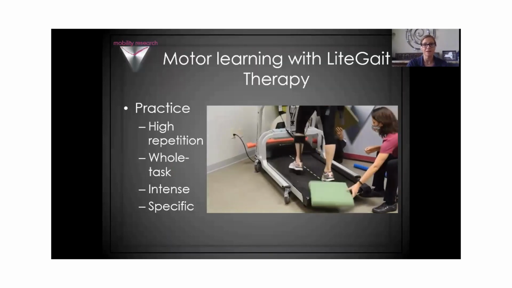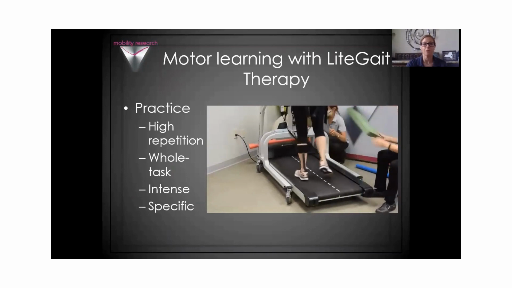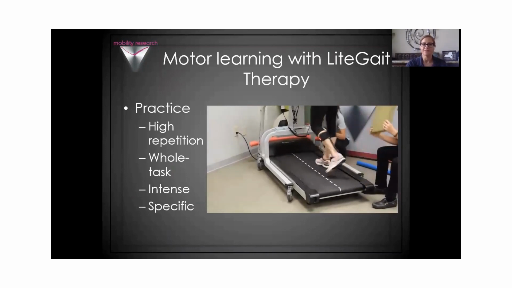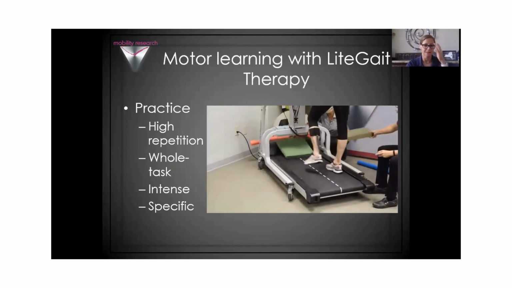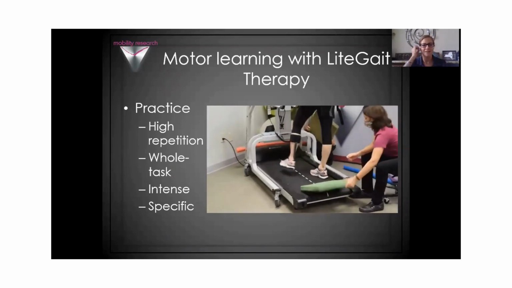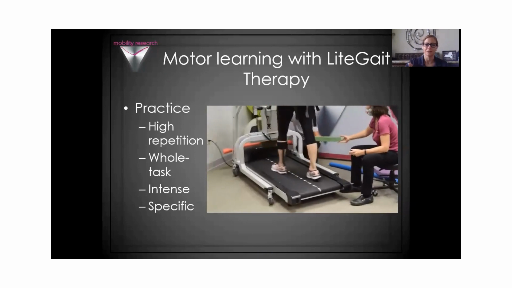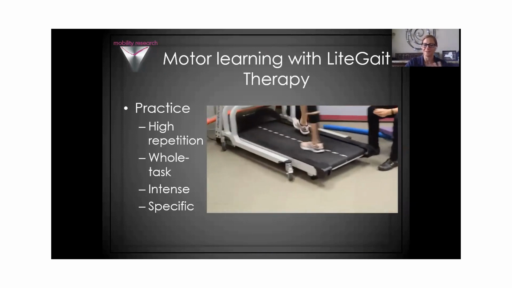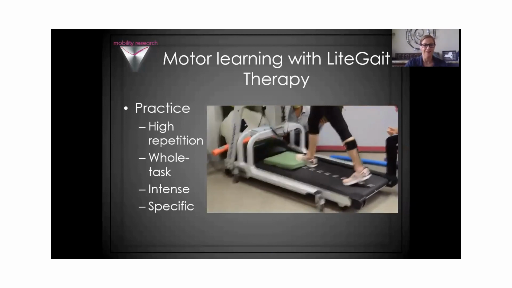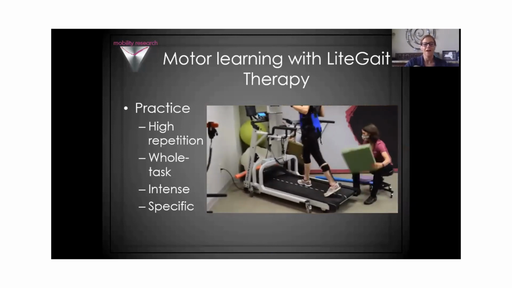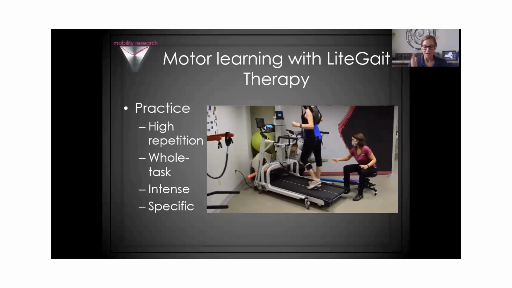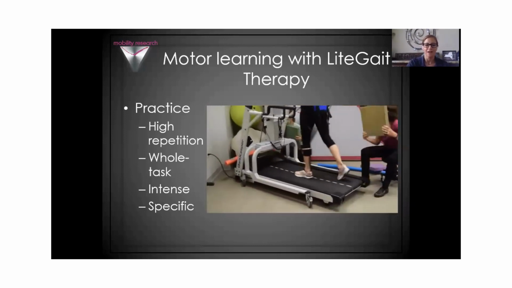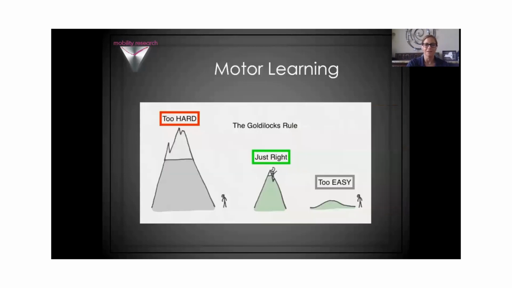From a motor learning standpoint, we know that we want a lot of repetition, a lot of volume of practice, whole task practice if possible, and very task-specific practice. As you can see here, walking on uneven surfaces is one of those specific tasks that our clients are often presented with. LiteGait allows you to tick all of those boxes and really get the best possible practice from a good motor learning standpoint.